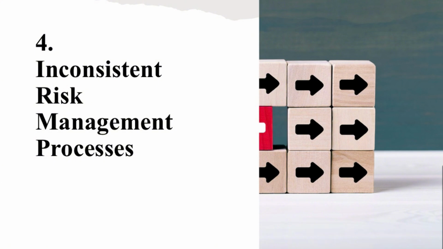At number 4, you have inconsistent risk management processes. Many organizations struggle with inconsistent or immature risk management processes. This inconsistency can arise from varying practices across departments or business units, leading to gaps in how risks are identified, assessed, and managed. A lack of a standardized process can result in inefficiencies and missed opportunities for collaboration.